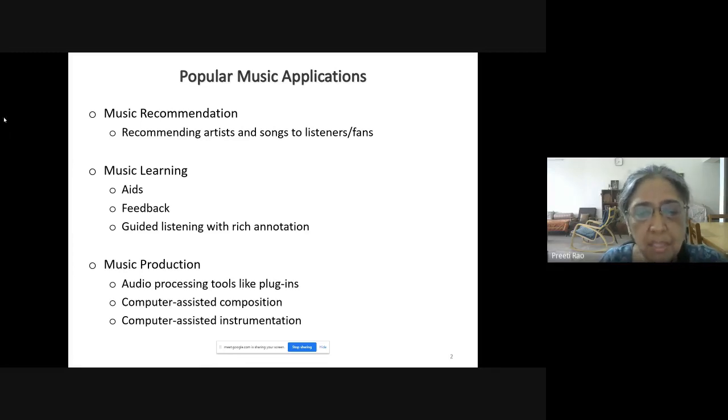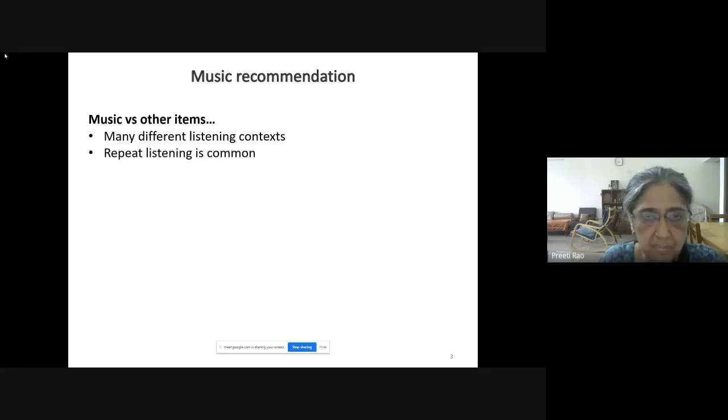And of course, computer assisted instrumentation. If you have a single track, you can still use technology to generate suggestions for the instruments that will go with it. So it's really quite vast, and it's only natural that some of these applications are up and coming and growing to assist listeners, to assist music creators, to assist learners, and so on.